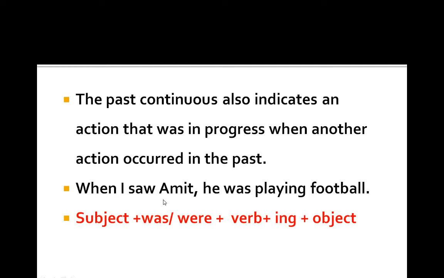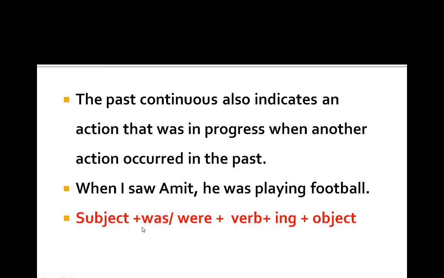When I saw Amit, that is the simple past. I saw Amit, and at that time he was playing football. Here, the action of seeing occurred when I saw Amit, and at that time the action in progress was he was playing football. When I saw Amit, he was playing football.